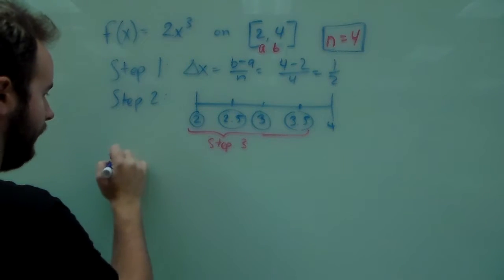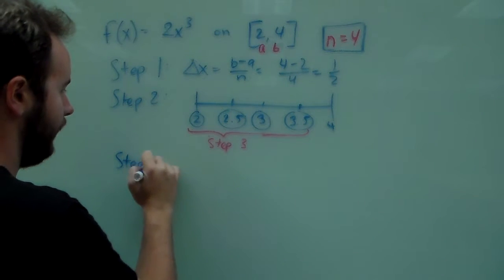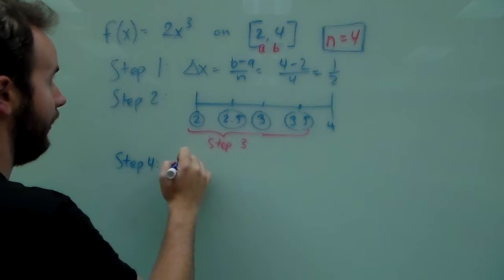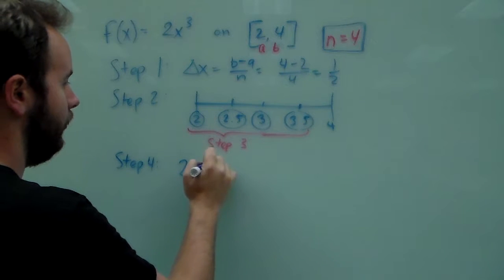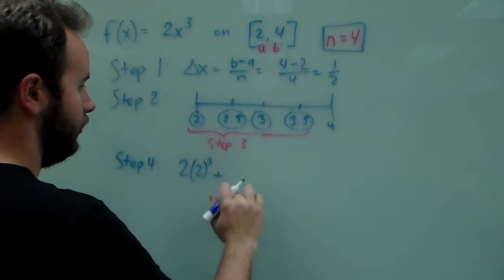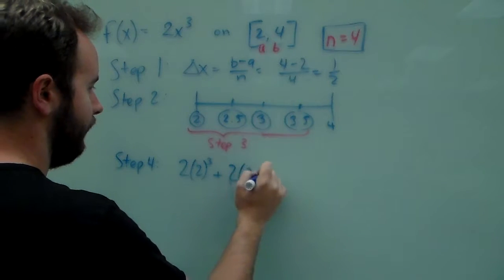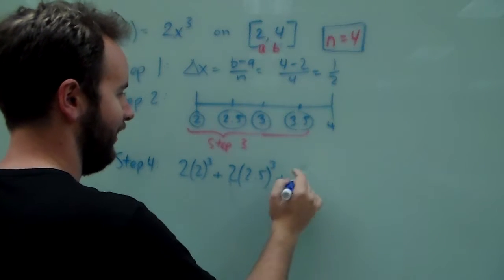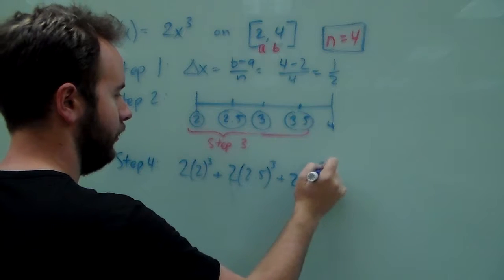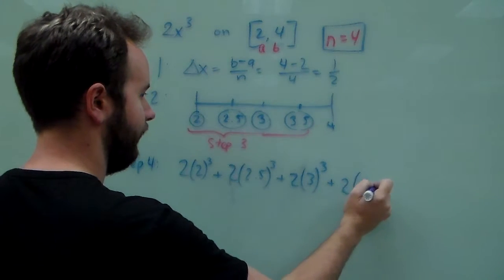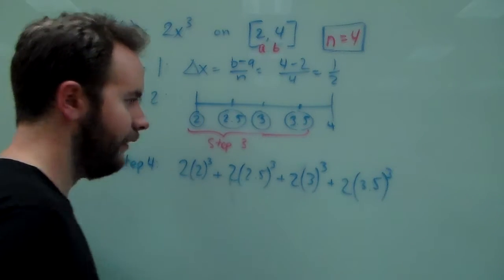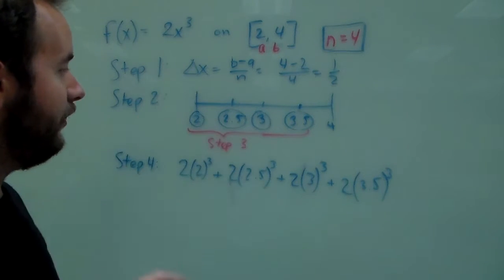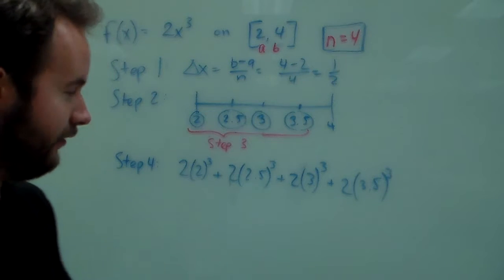Step 4 is to plug those values, these circled x values, into the function. So we're going to have 2 times 2 cubed plus 2 times 2.5 cubed plus 2 times 3 cubed plus 2 times 3.5 cubed. That's step 4. Take all these x values that have been circled, plug them into the function, and add them all up.